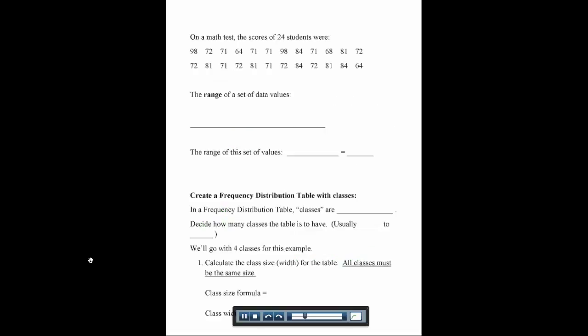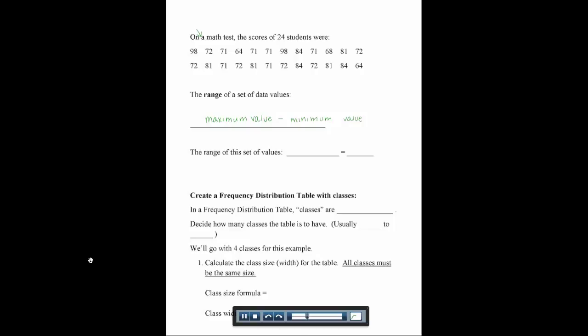So we're going to use this example right here. We've got 24 math students who took a test, and we've got their test scores. You can see they range anywhere from 98 to 64. The first thing we need to talk about for a frequency distribution is what's called the range of the data, and we'll be using the range throughout the class. To find the range of a set of data values, we take the maximum value and subtract the minimum value. So what we're really saying is how far apart is the highest value from the smallest value.